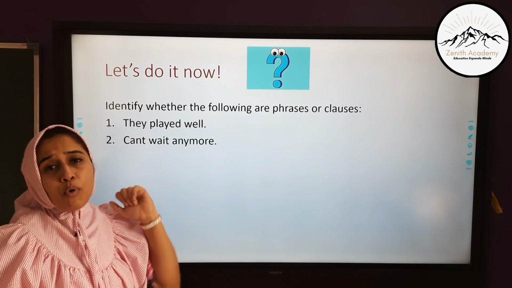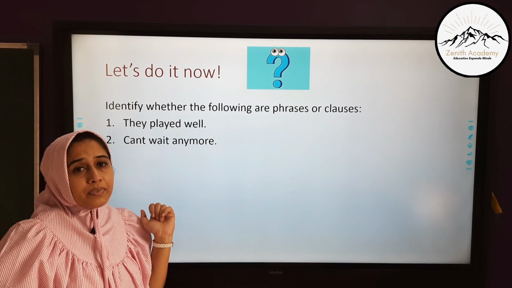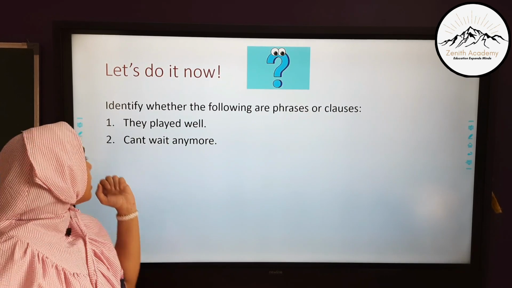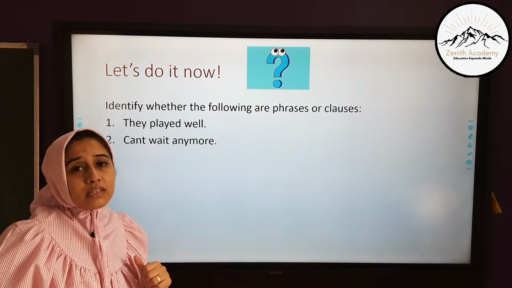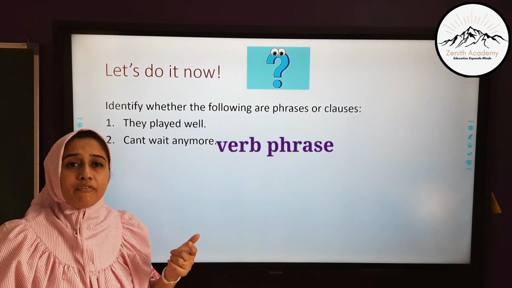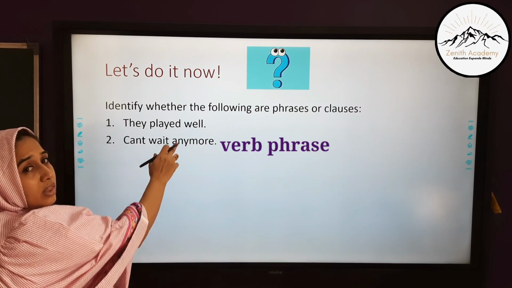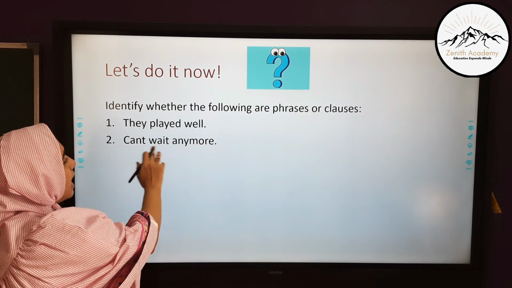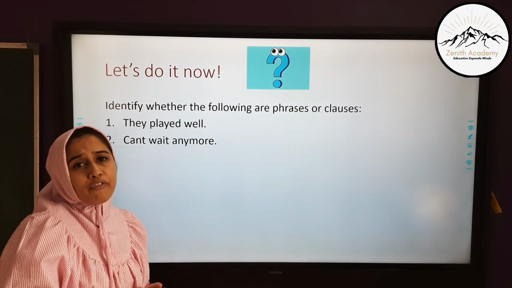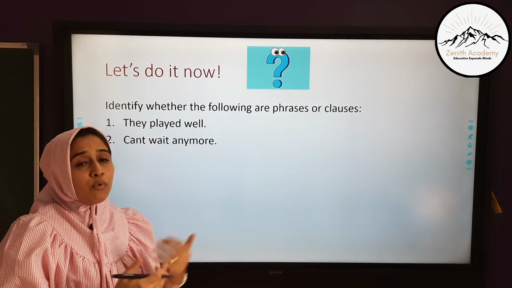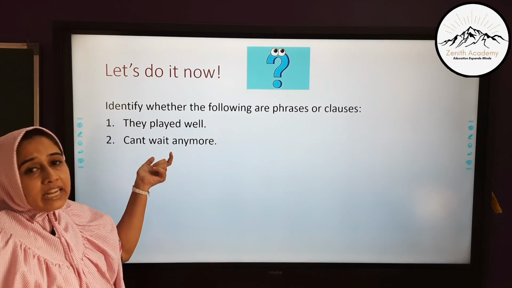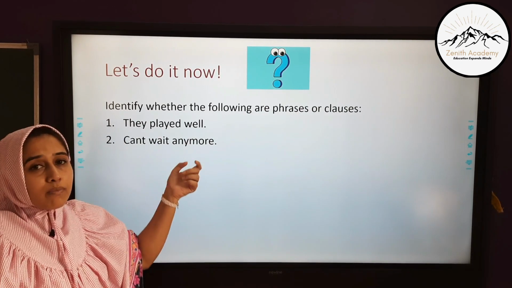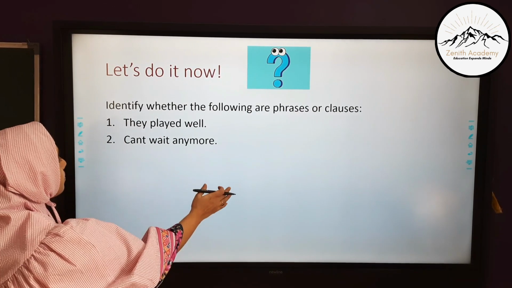So it tells us about a group of people who played really well. Can't wait anymore. Any guesses? Yes, this is a phrase. What kind of phrase will this be? This will be a verb phrase where it focuses on the verb wait. We use this very often: we can't wait anymore for the movie to start. We can't wait anymore for going shopping. But wait is focused over here and wait is the verb. So this is a verb phrase.